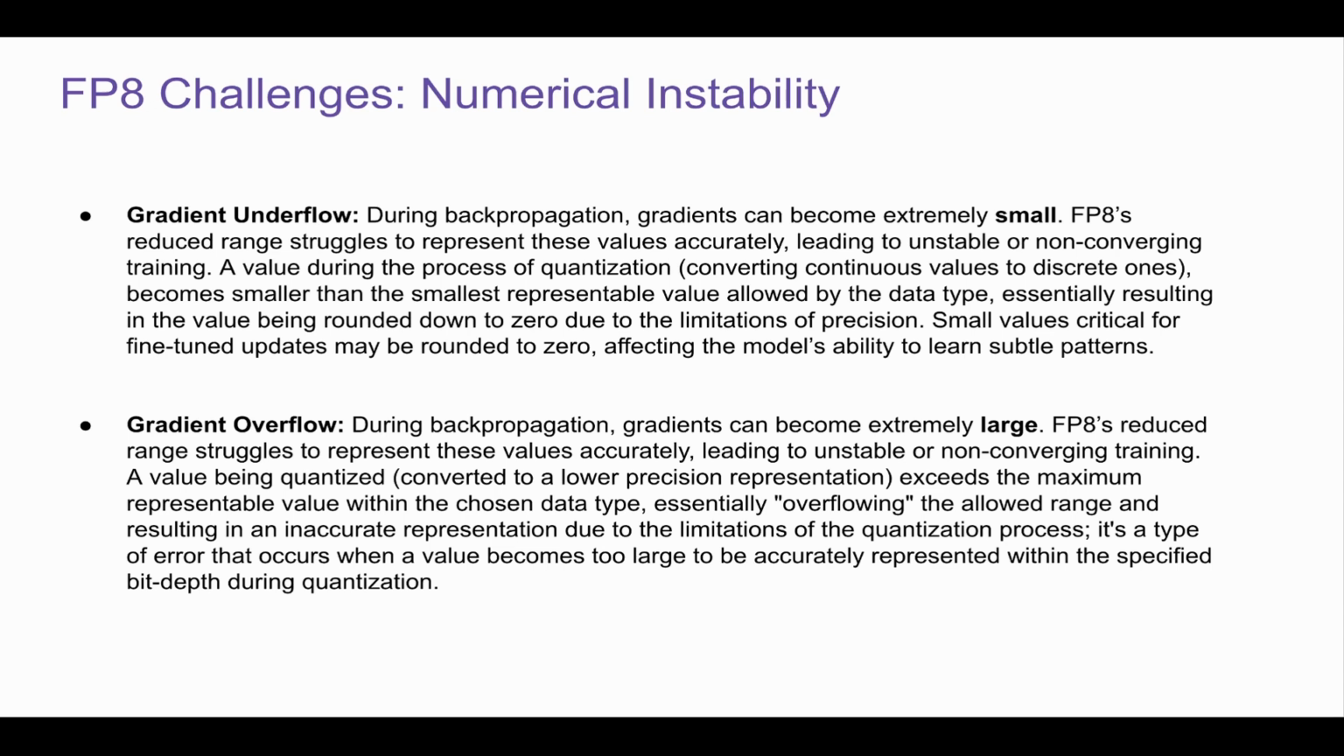So a value during the process of quantization becomes smaller than the smallest representable value allowed by the data type, which is FP8, essentially resulting in the value being rounded to 0 due to the limitations of precision. This is a very bad thing because small values are critical for fine-tune updates. There usually are a lot of sensitive layers in large models, and small values are very important, and rounding to 0 is not acceptable.